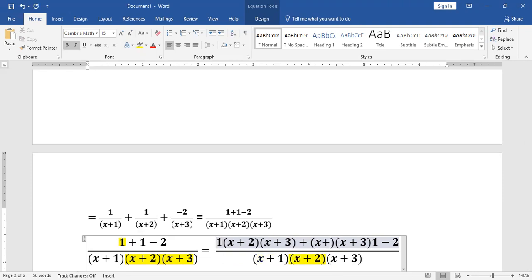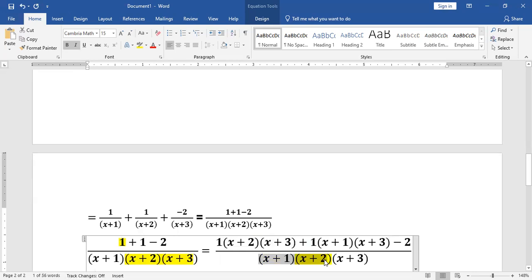X1 here, and x3, yes. The second one there will be multiplied by that. And the last one will be multiplied by the first two here. We know why we are doing this, because this and that, they'll definitely cancel. You know how to operate fractions.